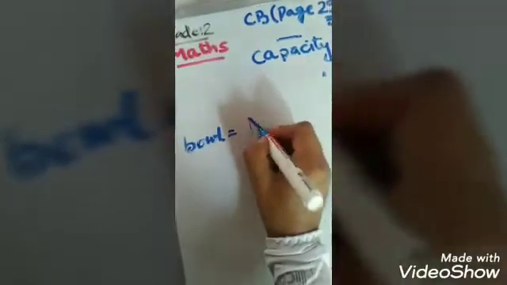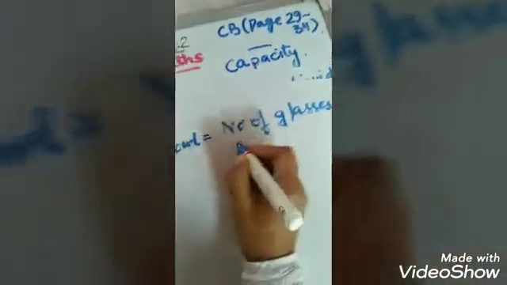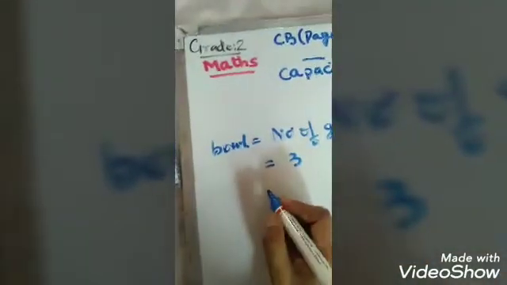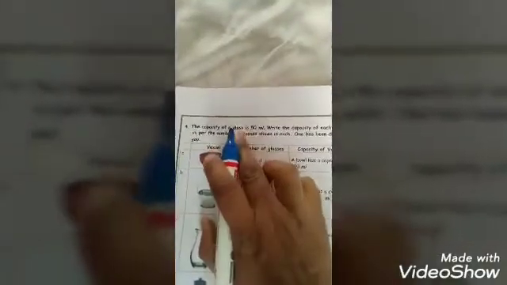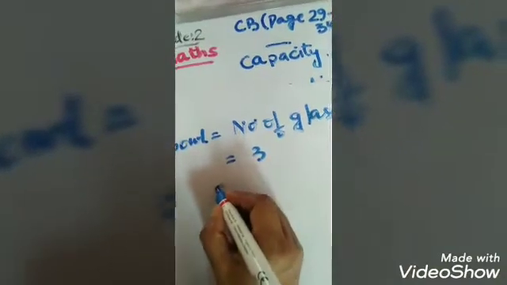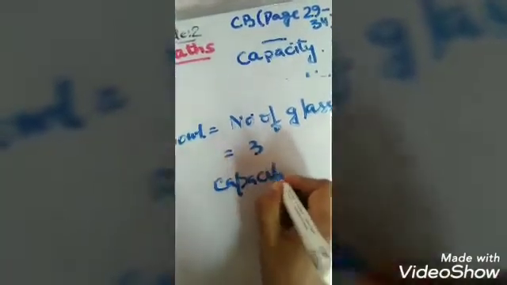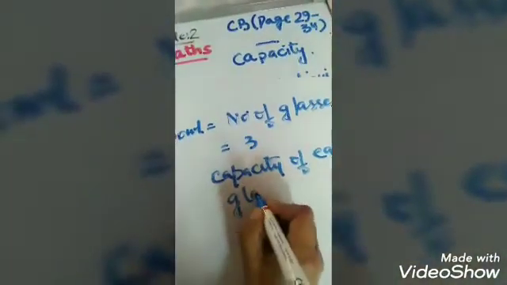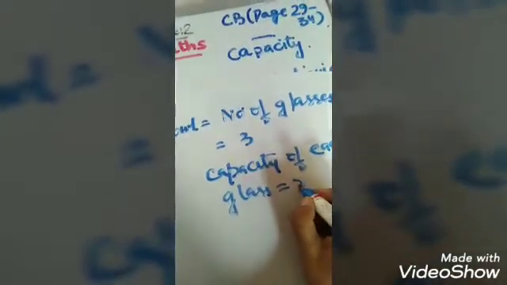So what is the first question? This is the vessel, a bowl, and the number of glasses is equal to 3. As we know, they have shown in the book the capacity of each glass is 50 ml. Now what to do?